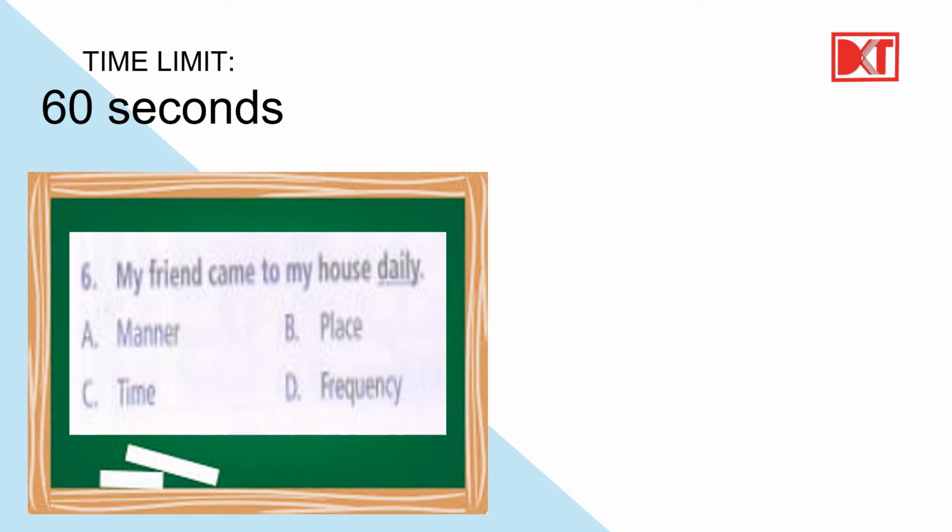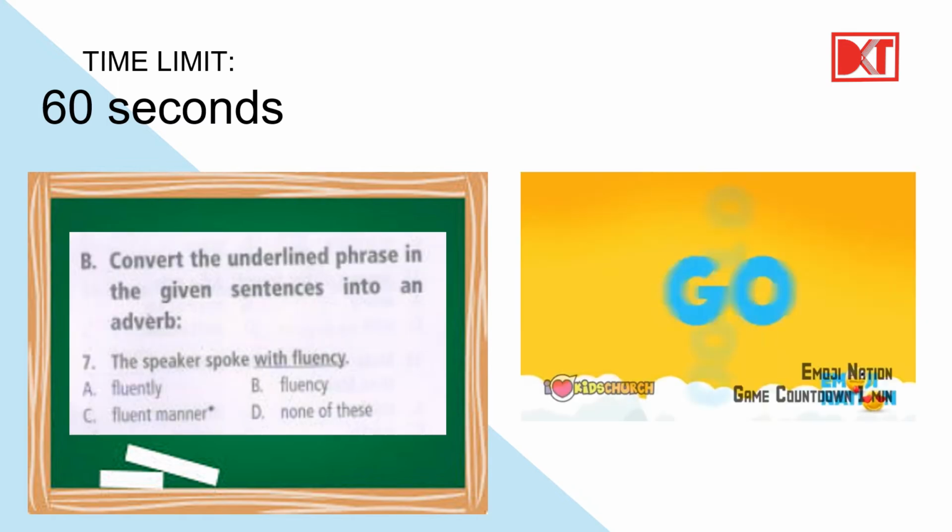My friend came to my house daily. What is the underlined word? Daily. So what kind of question would you form for such a sentence? How often does your friend come to your house? My friend came to my house daily. How often did your friend come to your house? My friend came to my house daily. So, how often? How often is answered by the adverbs of frequency. Alright.